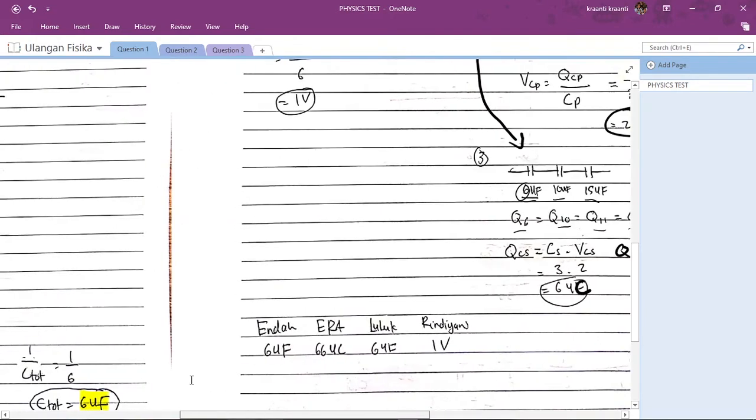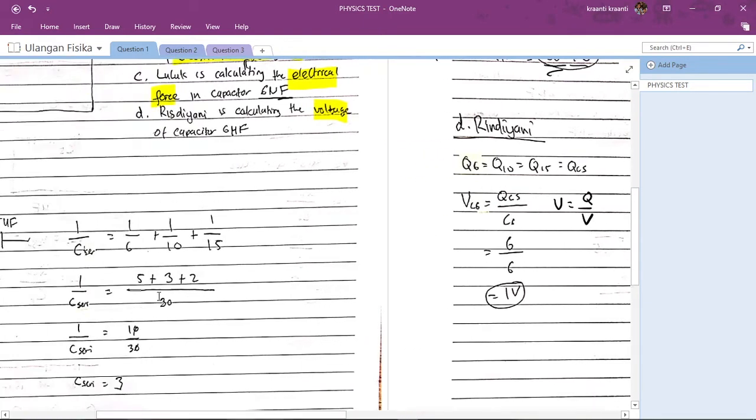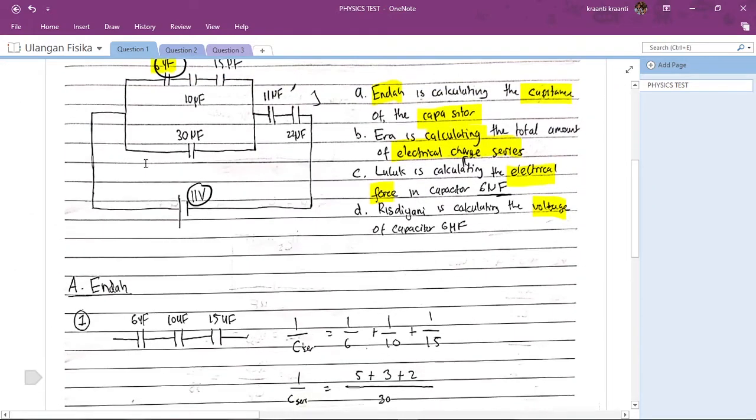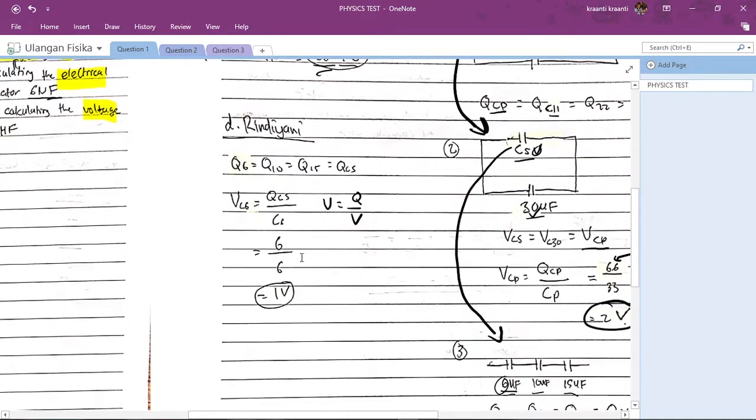Now we move to Rindiani. Rindiani is finding the voltage of the capacitor, same like Luluk here. So it becomes this one.